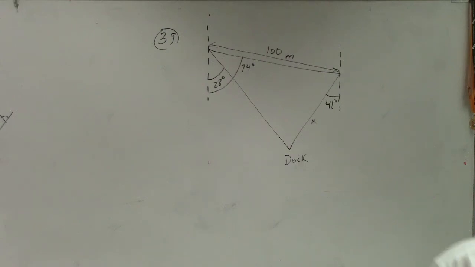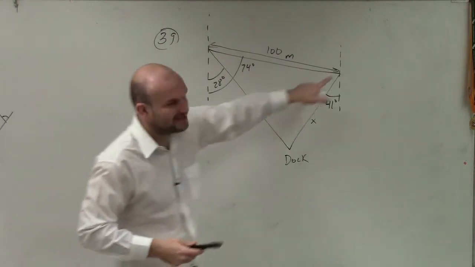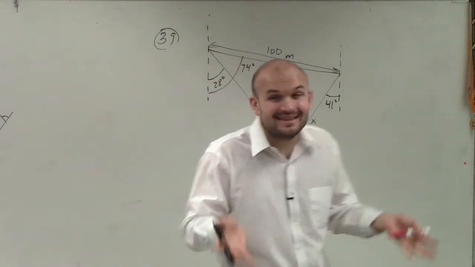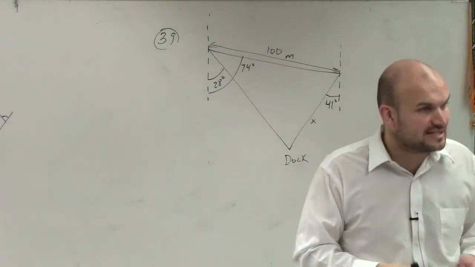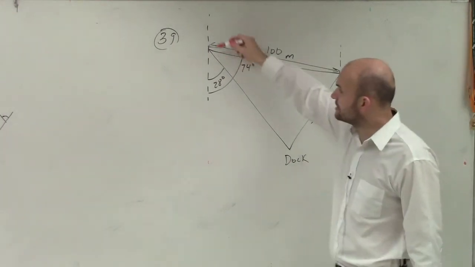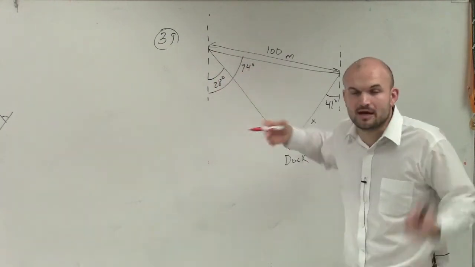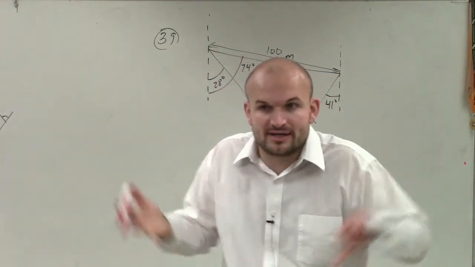So there's a couple of important things that you guys have for this. First of all, they give you these angles, all right? And here's the dock, there's the gazebo, right? And they're saying find the distance from the dock to the gazebo, all right? So when looking at this, the only thing I have is I know that this angle's 28 degrees, this one's 74 degrees. Now remember, this whole class we're talking about is dealing with triangles.